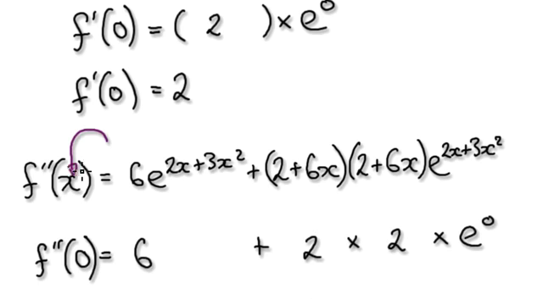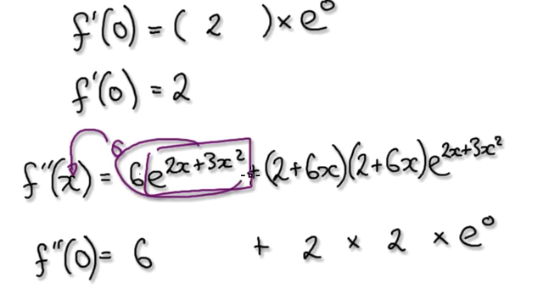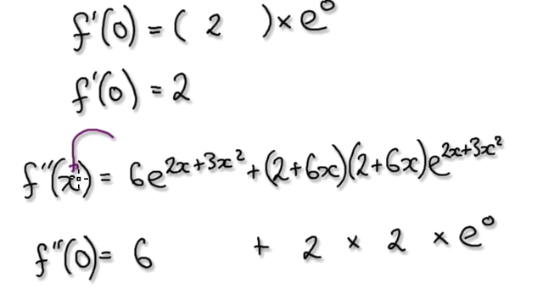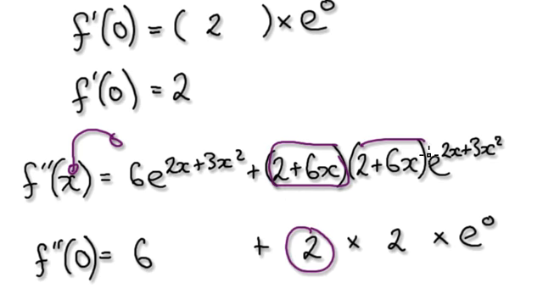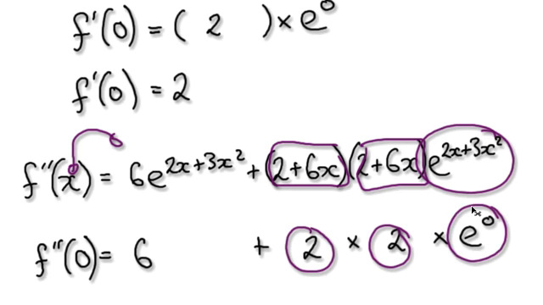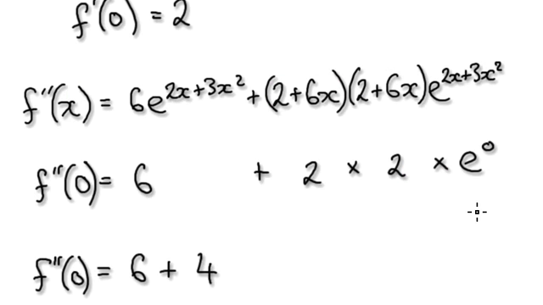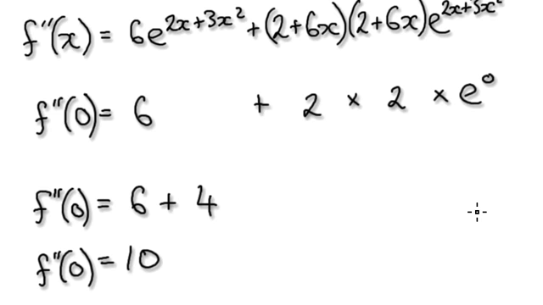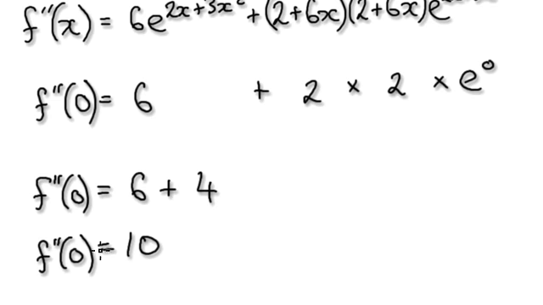So when you put 0 into here, this whole thing here will be 1 times 6. So this 1 times 6 is just 6. Okay, put 0 into here, and this thing here will be 2, and then this thing here will be 2. This thing here will be 1. So overall it will be 10. So f double prime at x equals 0 is 10.